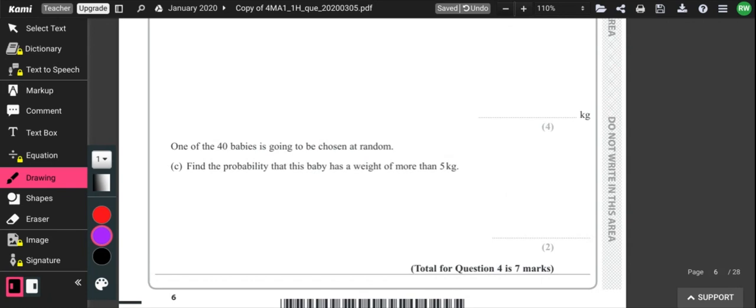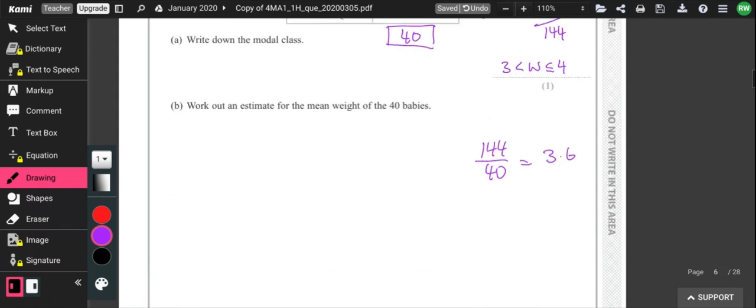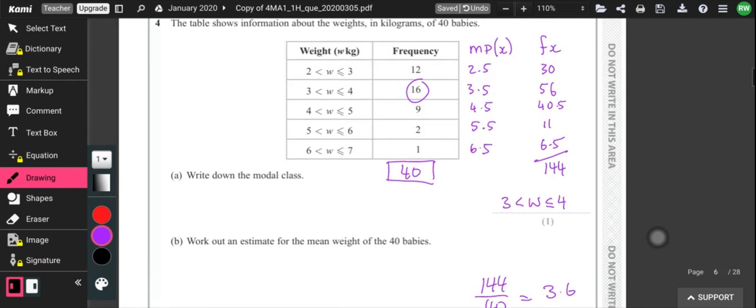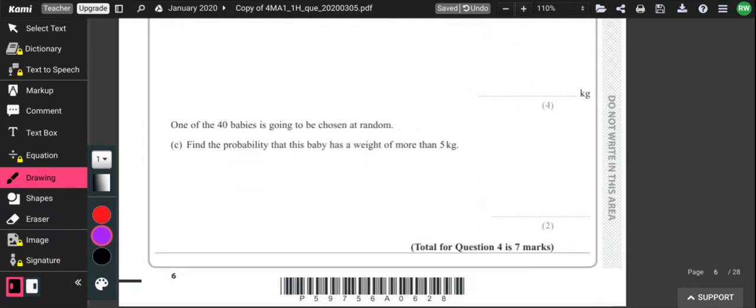One of the babies is chosen at random. Find the probability that this baby has a weight of more than 5 kgs. So more than 5 would be these two here. So 2 plus 1, that's going to be 3. And out of the 40 in total.